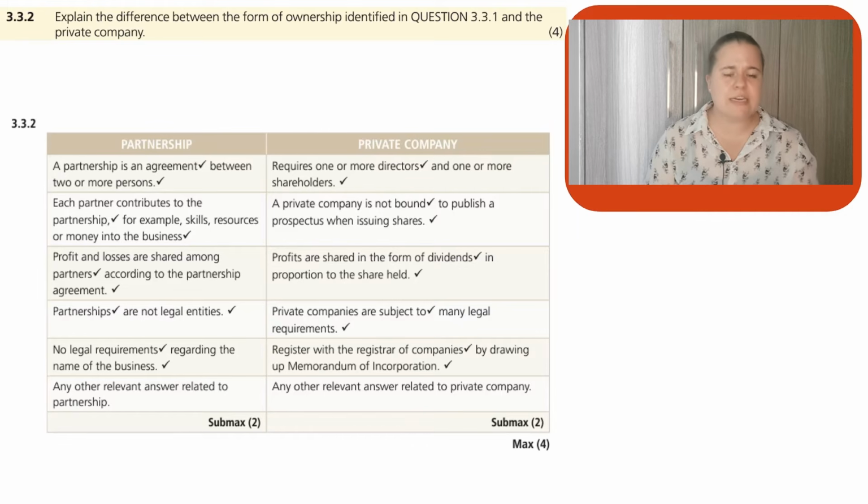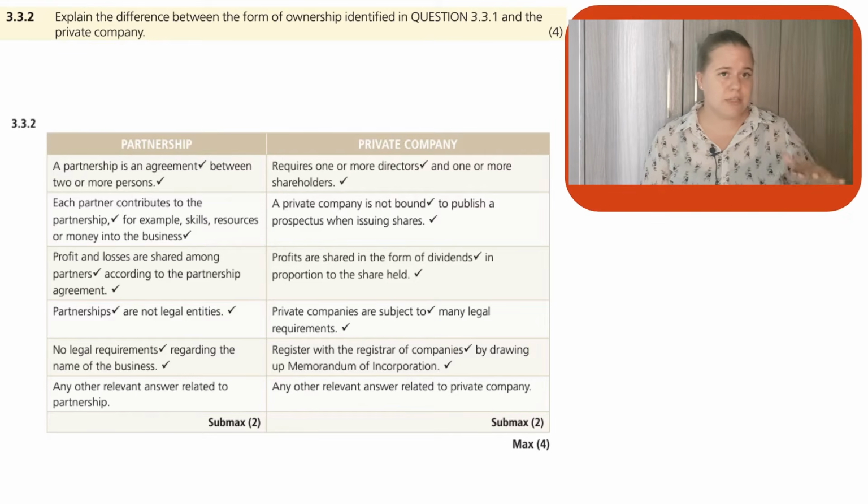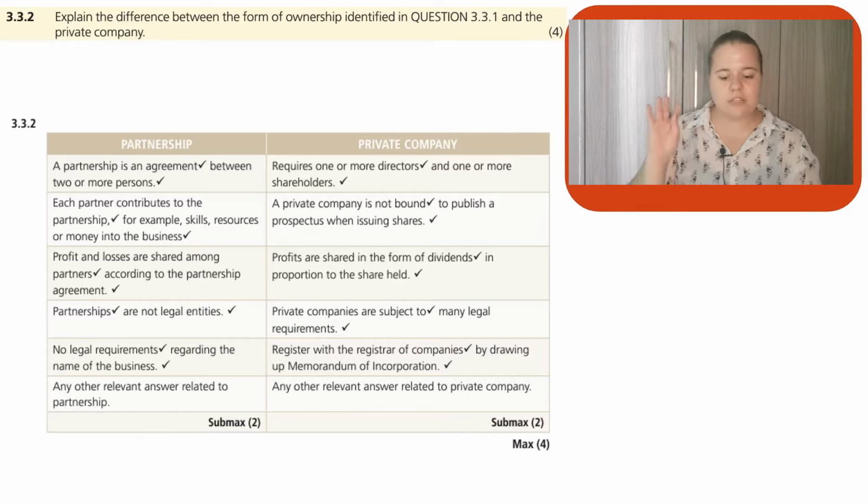All right, they've done it in table form. Do you need to do it in table form? No. You can have them out as partnership, list the differences, private company, list the differences. So this is a 4-mark question. Do you see a sub-max of 2 each? Okay, so with this question, you actually only needed 1 bullet each. To be safe, if I were you, I would have just added 2 each, to make sure I secure those marks.